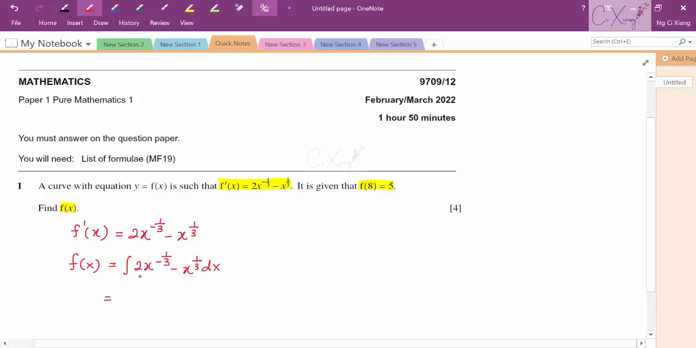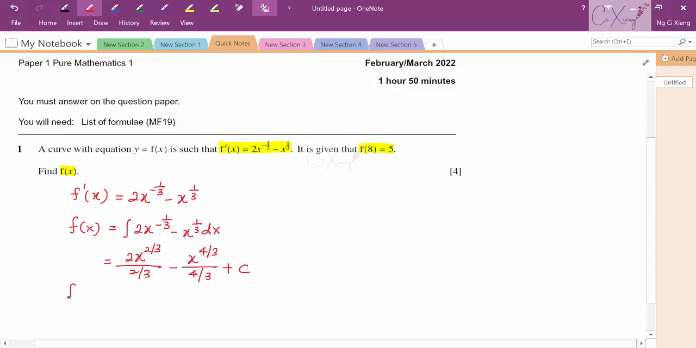Alright, so to apply the integration, generally we copy the constant and copy the x. The power negative 1 over 3, we have to add 1. So plus 1 becomes 2 over 3, and we divide by the new power, which is 2 over 3. Minus, I copy the minus. So for the second term here, the power is 1 over 3 plus 1, so I have 4 over 3, and of course divided by the new power. And we have a plus c at the back.